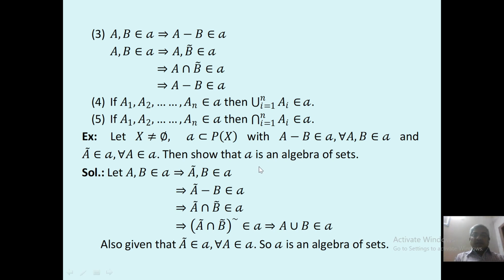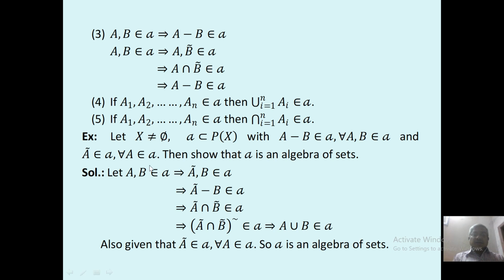Out of these, there are two conditions. The second condition is already given: A complement belongs to script A for every A belonging to script A. So we have to prove only one condition. Let us prove that. Let A, B belong to script A. These are two sets. Then we have to show that A union B also belongs to script A.